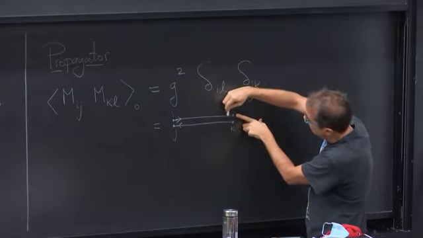Or sometimes it's called a ribbon graph, because it looks like a piece of ribbon that's propagating here. And this is the propagator. Okay, so once we know quantum field theory, first step is the propagator.